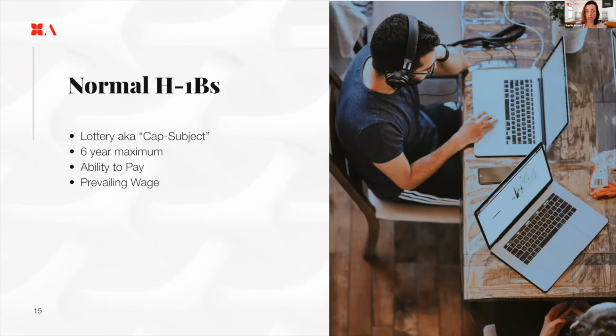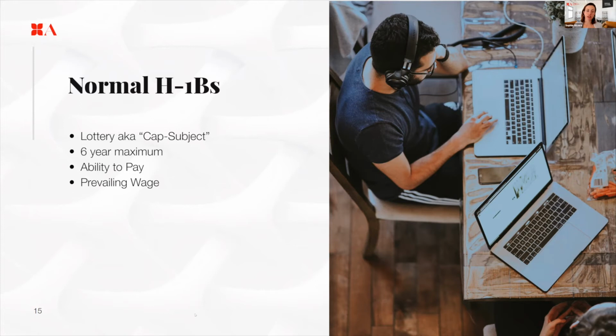So normal H-1Bs, you get through the lottery, you request up to 3 years initially. You can renew it in 3-year increments. You can recapture time unused of up to a 6-year maximum. To qualify, you need to have a US company. The company has to be funded or have a business plan or some runway or something to show that it has the ability to pay the new employee the prevailing wage.